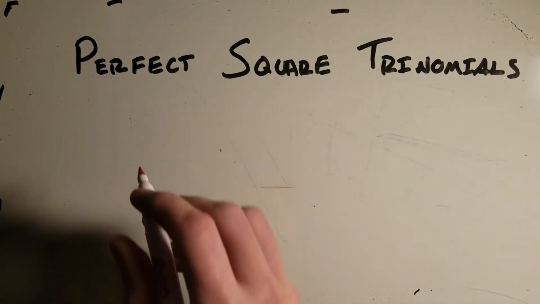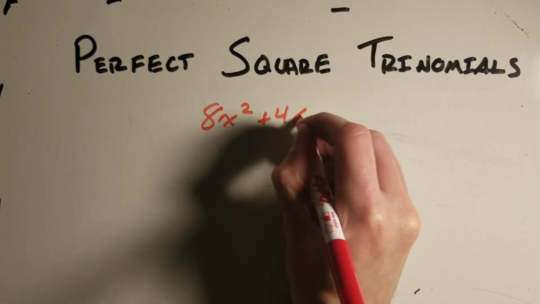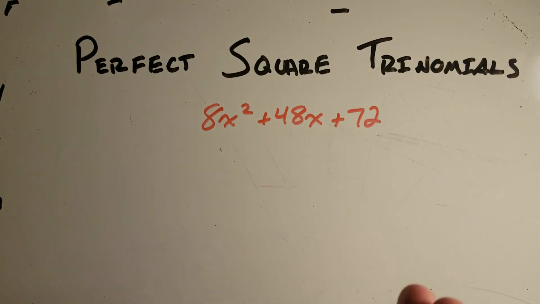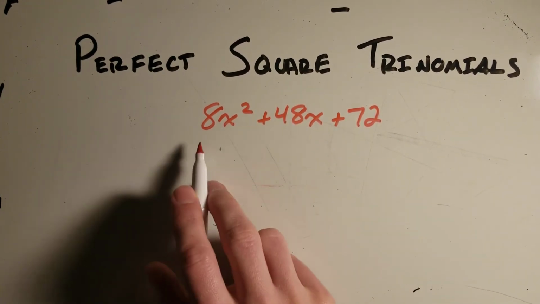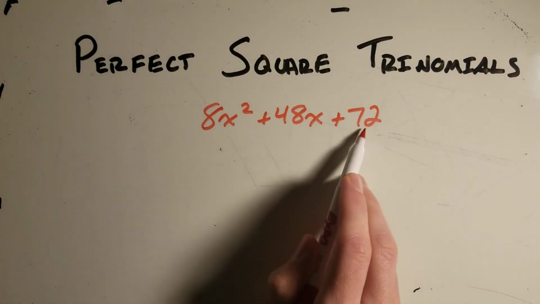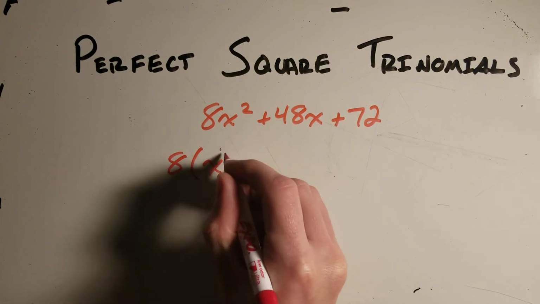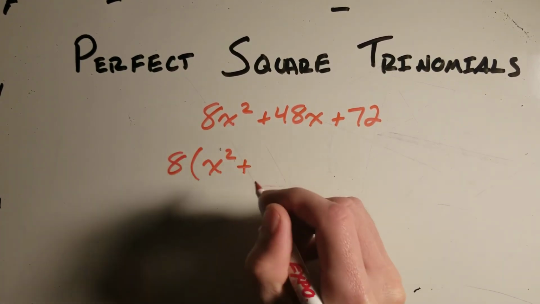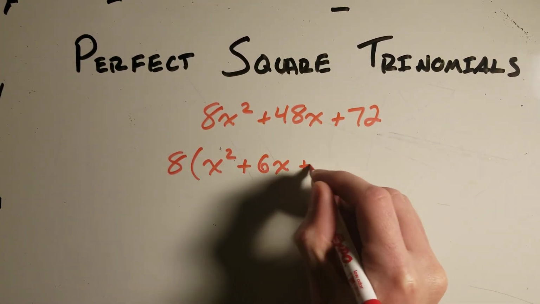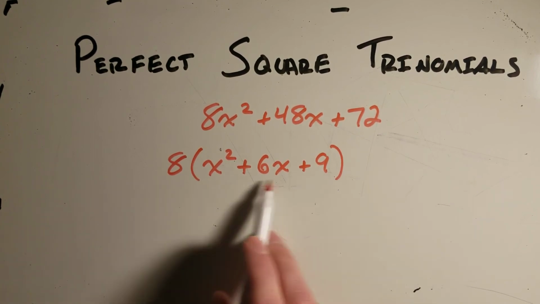Our next one, we have 8x squared plus 48x plus 72. First step, always look for that GCF. And GCF here, well, I know these two definitely have an 8 in common, and this has an 8 in common as well. So factor an 8 out of here. So 8x squared, 8 goes into 48 6 times, so 6x. 8 goes into 72 9 times. So there we go. Now we're left with this right here.